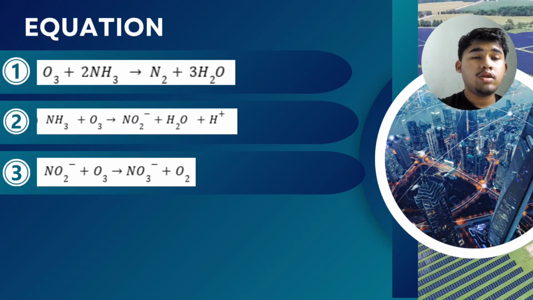So here's our equation in this project. For our main reaction, ozone will react with NH3 and will produce nitrogen gas and H2O, which is water. The byproduct: ammonia will react with ozone again and will produce nitrogen oxide, H2O and H+. And the other side reaction is nitrogen oxide will react with ozone and will produce NO3 negative and oxygen.